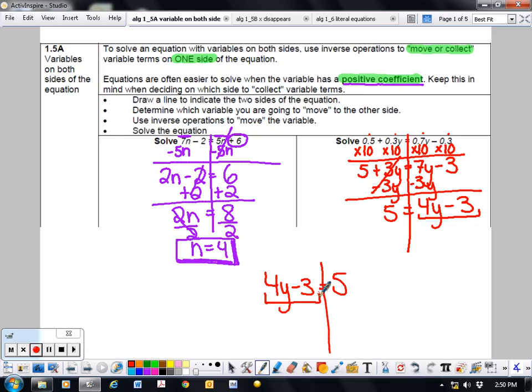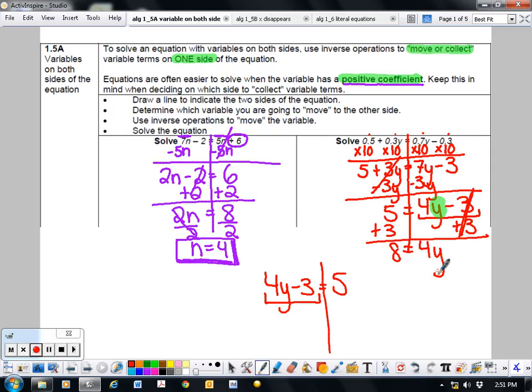Okay, so from here, if this is my y variable, right here, I'm going to move everything away from it. So I'm going to move the minus 3 first by adding 3 to both sides. So a minus 3 and a plus 3 becomes 0. 5 plus 3 is 8, and that's equal to 4y.